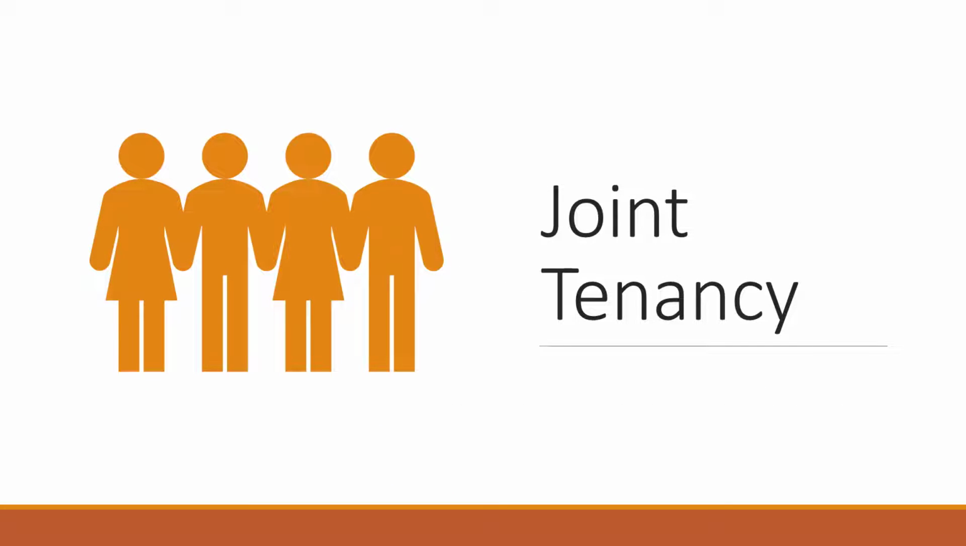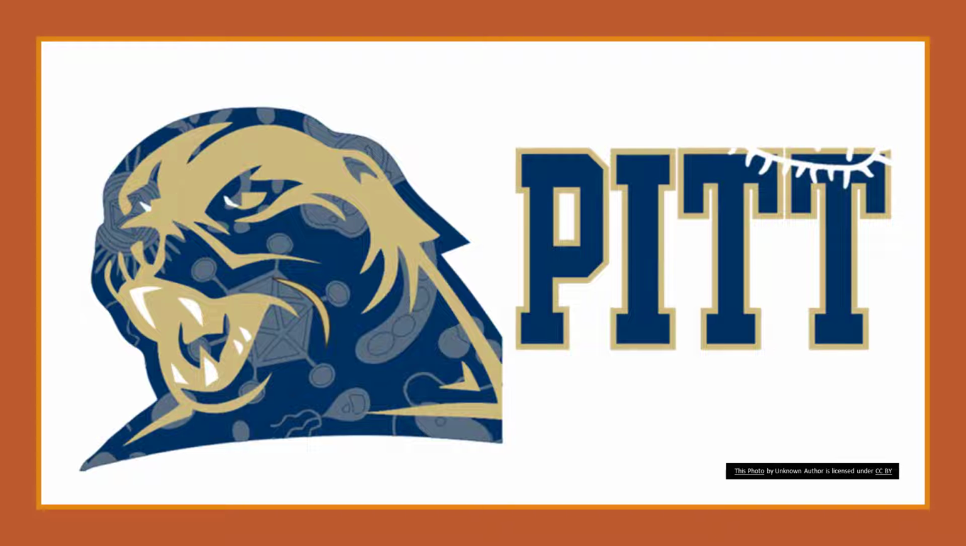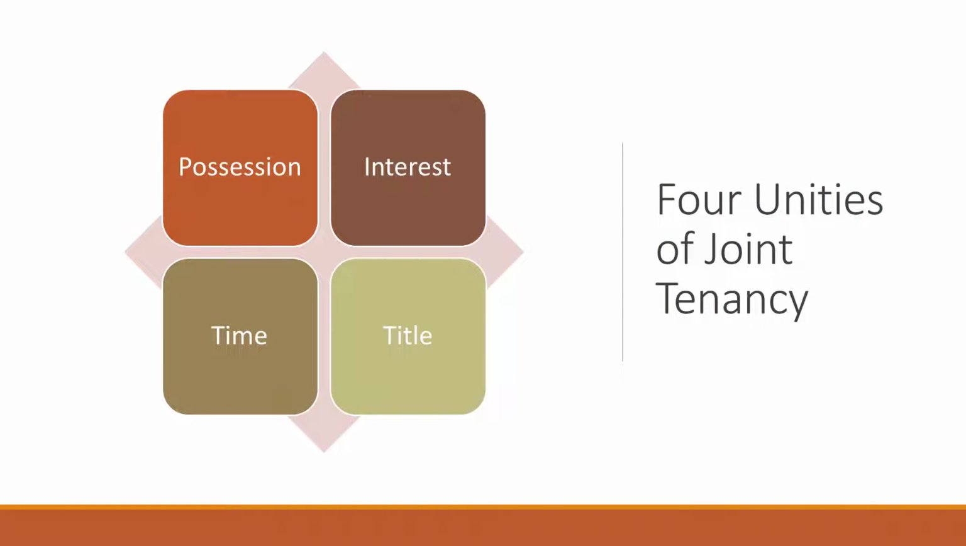Next on our list, we'll discuss joint tenancy. To create a joint tenancy, 4 elements or unities are needed, which can be remembered by our next acronym, PITT, like the college, P-I-T-T. Unity of possession, unity of interest, unity of time, and unity of title.